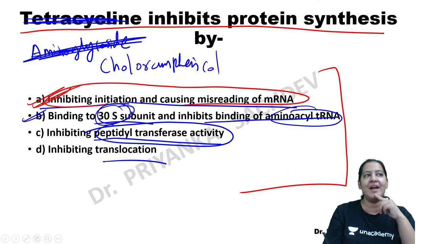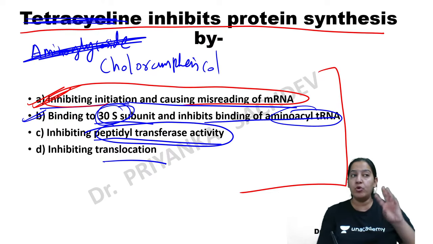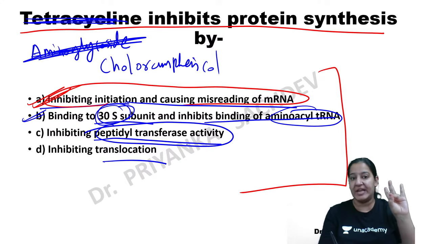So, no, not D, Nagasri. It will be C. Yes, Kishore, it will be C. Nagasri, you got confused, I guess. So, chloramphenicol does not inhibit step 4. It inhibits step 3. Step 3 is peptide bond formation and P to A shift.